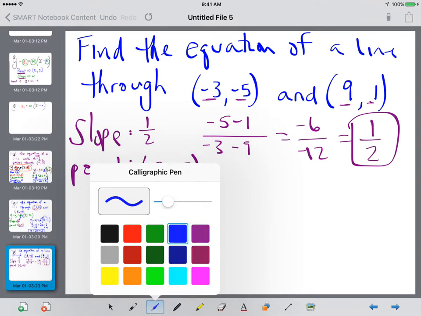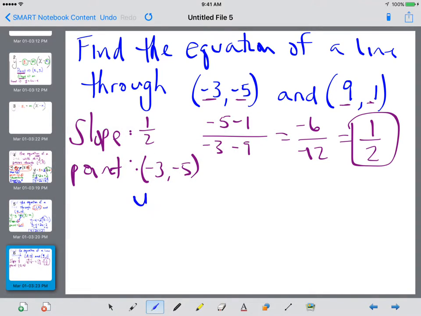So I go to my formula. Hopefully you have it written down by now. I do y. It says minus a negative 5. I know that minus and negative is going to turn it to positive 5, so I can change that right away. Equals the m, which is 1/2, the slope. And then comes x minus a negative 3. Well, I know that's just going to turn into a plus 3, so I can change that right away.